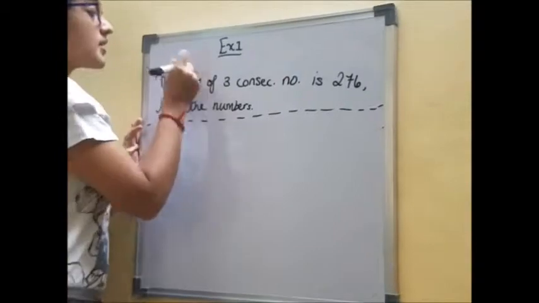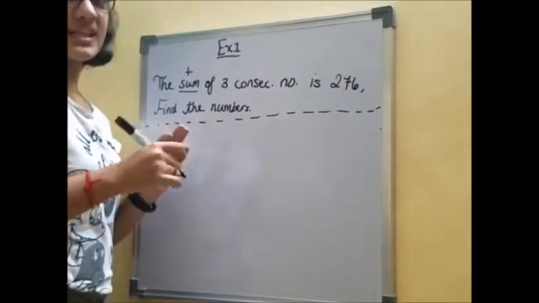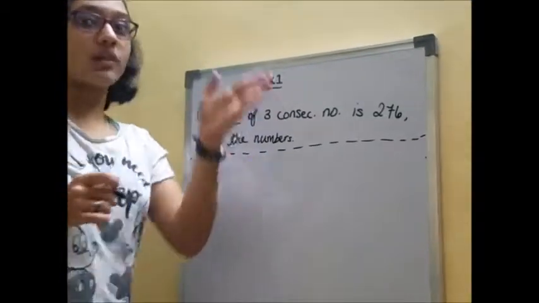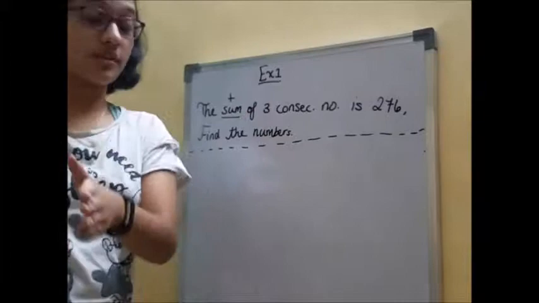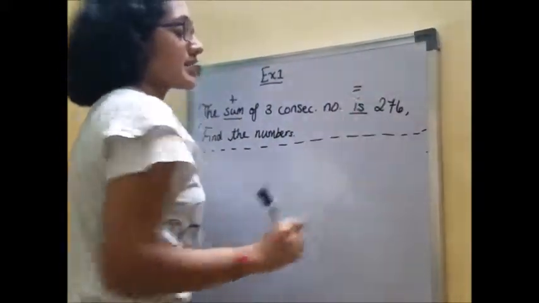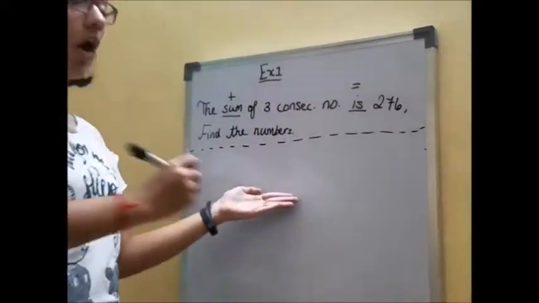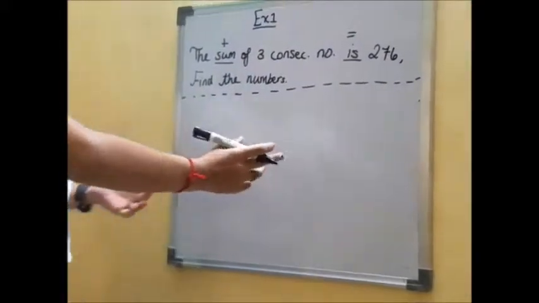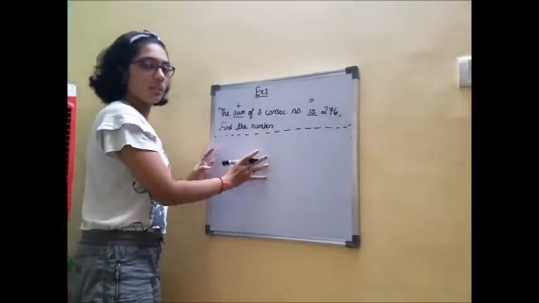So the sum means addition of 3 consecutive numbers, which means it's going to be 1, 2, 3 or 2, 3, 4 or something like that, which is consecutive. This is equal to 276. So now we know that 276 is going to be on our right side, and we have to find out what's going to be on our left side, the actual problem.